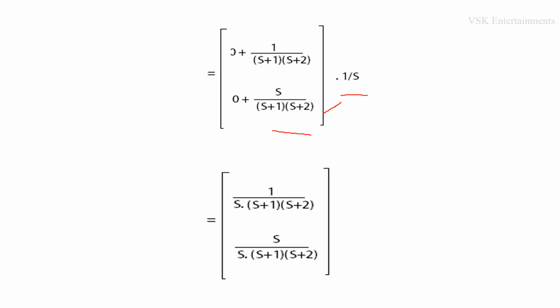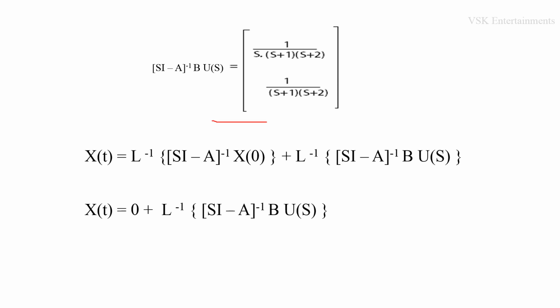By simplifying this, we get this matrix, that is 1 by (s + 1)(s + 2) into this element, that is 1 by s. Similarly, s by (s + 1)(s + 2) into 1 by s. Here s gets cancelled. After cancellation we get the resultant. Now we substitute this resultant in the complete solution in order to find the solution of the given state model. This is the value of (sI − A) inverse into B into U of s, which is equal to the matrix [1 by s(s + 1)(s + 2); 1 by (s + 1)(s + 2)].